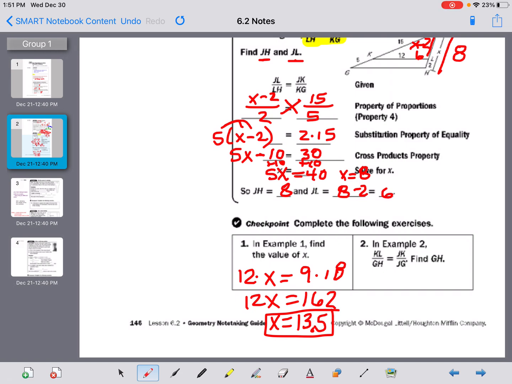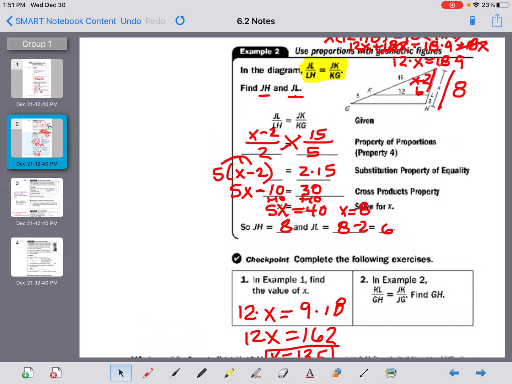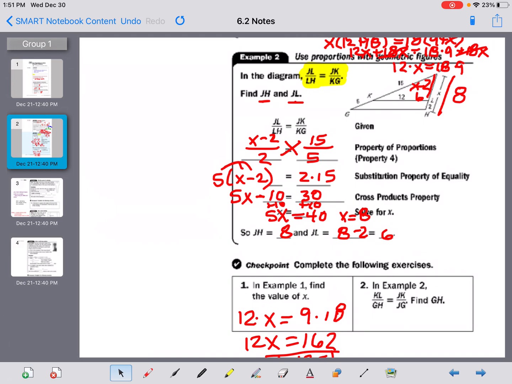All right, back up here on example 2. They gave us a new proportion. They want us to solve it. KL, that's 12, over GH. I don't know GH, so I'm going to call it Y. I don't want to confuse it with that X that's already there. JK is 15.